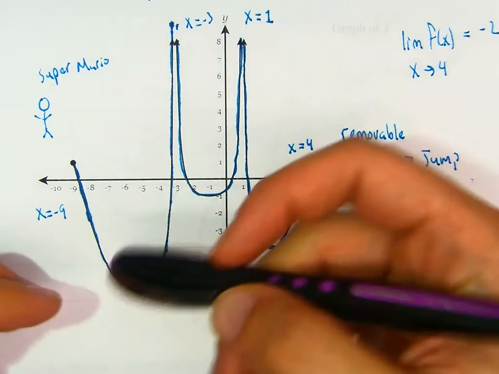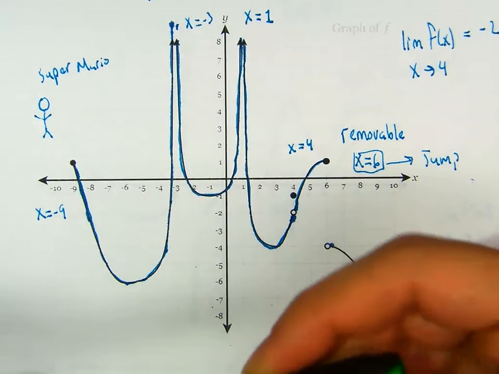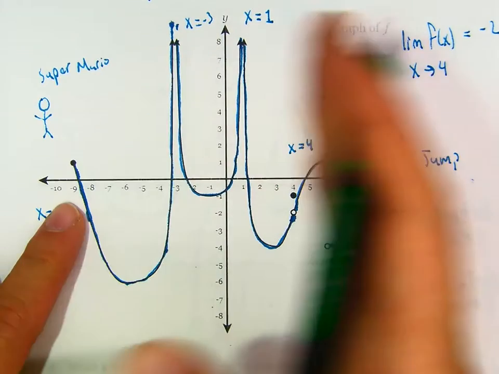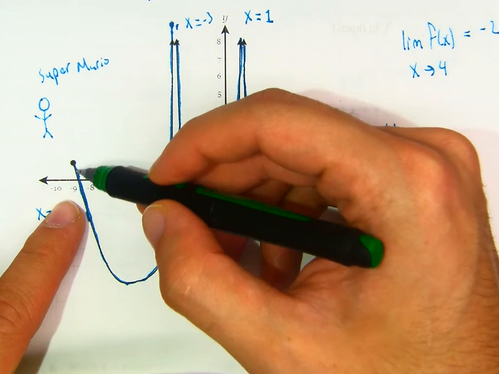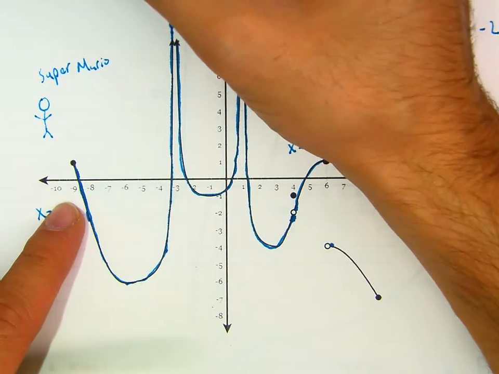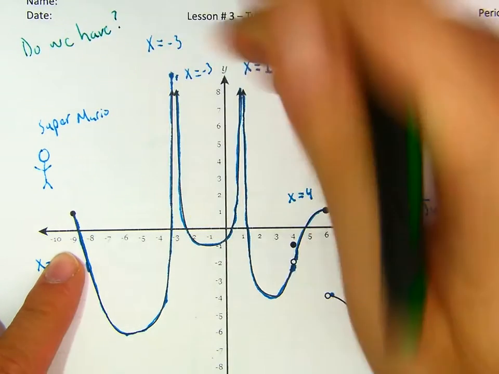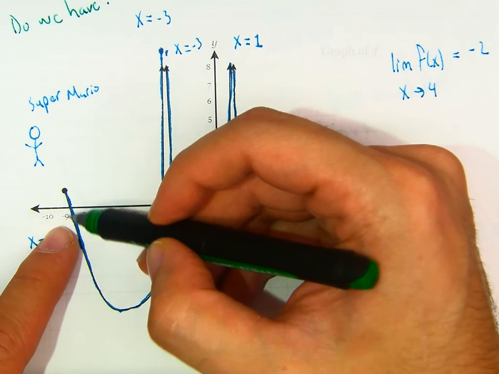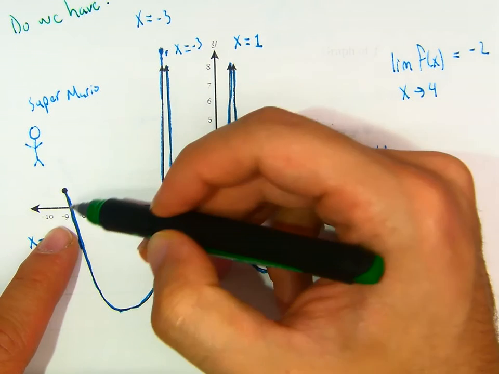Okay, good. Here, the question I have for you is, where can Super Mario start, right? For domain, we're going to think left to right. So the question is, do we have x equals -9? That's what you could ask yourself over here. Do we have x equals -9? When x is -9, do you have a y value? And what is that y value? It's 1. So yes, you do.